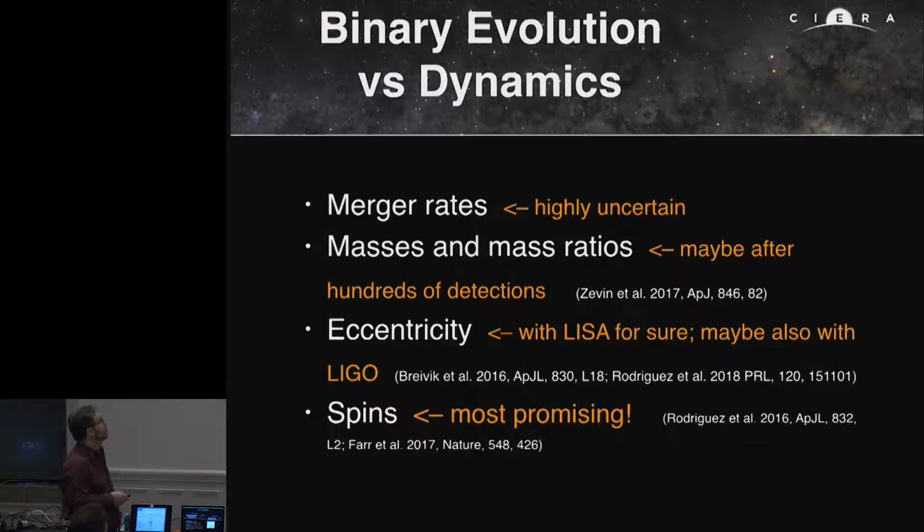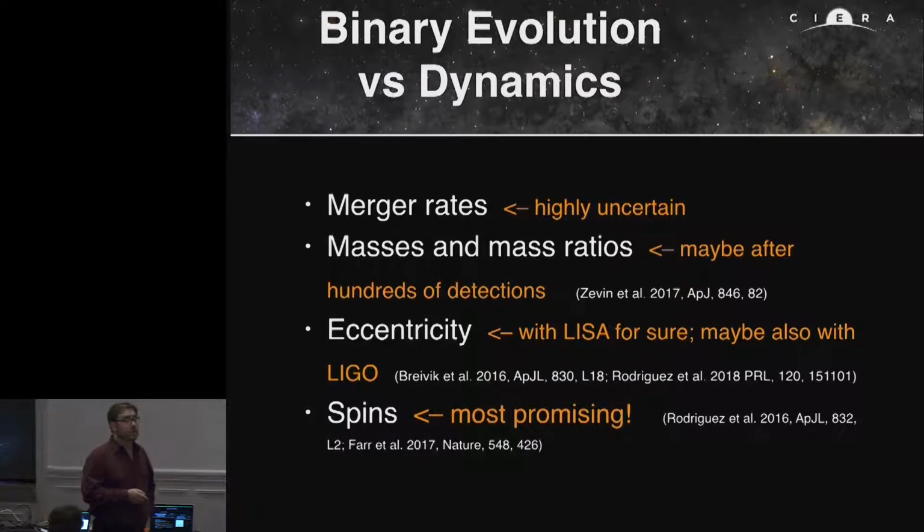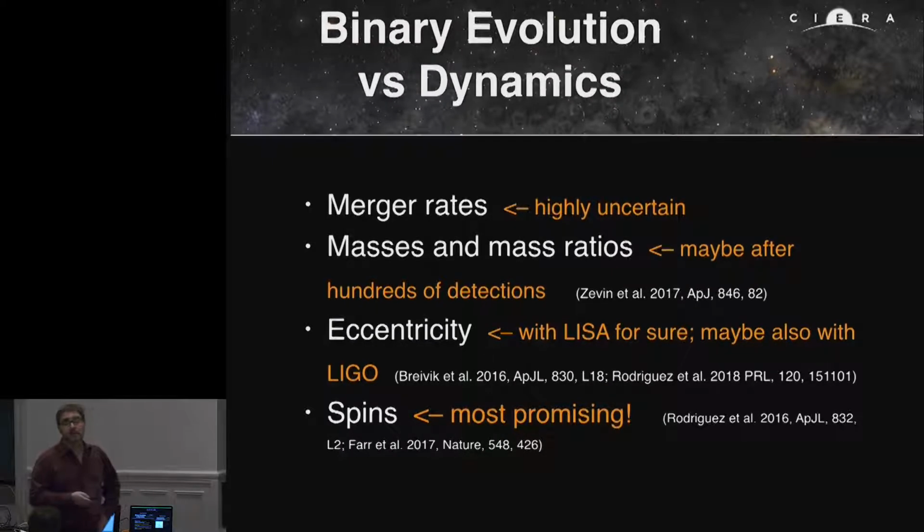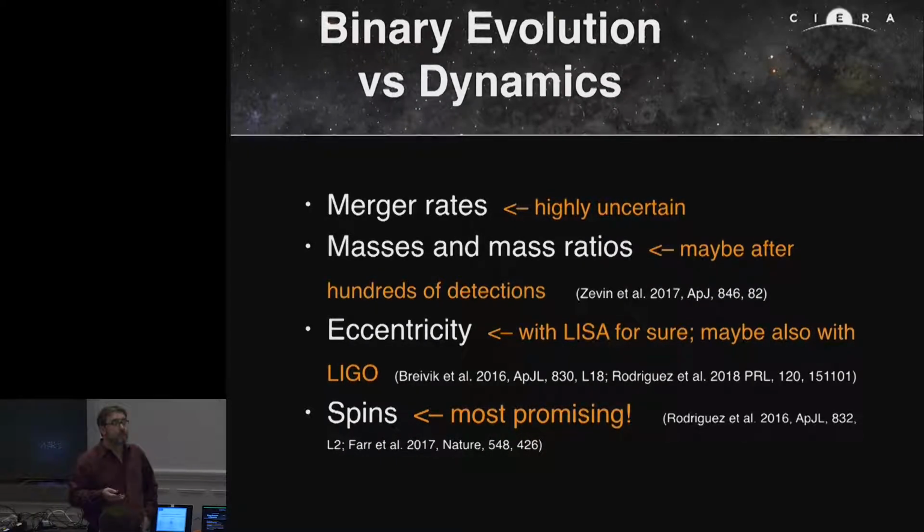Masses and mass ratios, perhaps after we have hundreds of detections, you might be able to see subtle differences between different scenarios, but here the problem is very obvious. Masses of black holes and of remnants in general are primarily determined by metallicity. And so that's true for all scenarios. It's the same. If you're in a high metallicity environment, you will tend to get lower mass remnants. If you're in a low metallicity environment, you will tend to get more easily the higher mass black holes. And that's true for everybody.